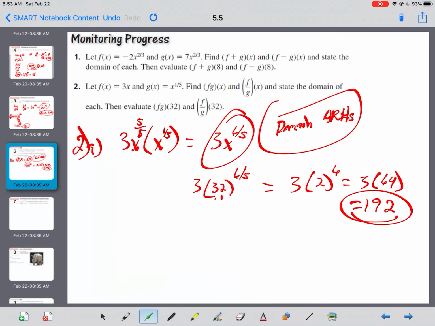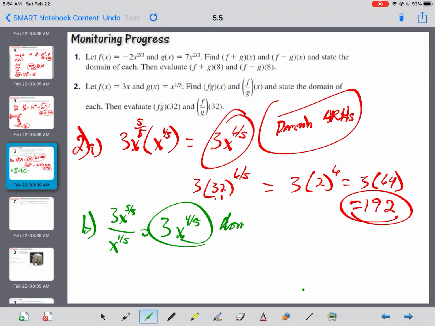Now let's look at B. We have to divide them. So that is 3x over x to the 1/5. Well, that's 5/5, and I subtract them, so it becomes 3x to the 4/5. There's that one. My domain is all real numbers, because it's still the 5th root. We really only have to worry about square roots and then x's in denominators. Okay, so that's my domain part, and then we got to plug it in.